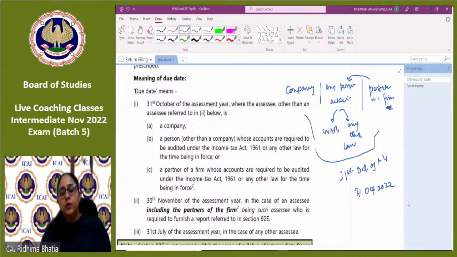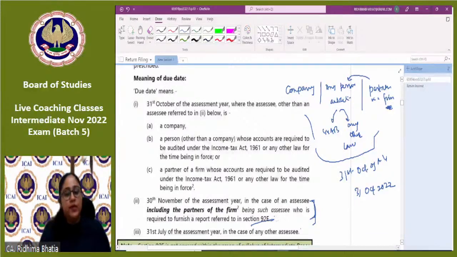So 31st October in case of a company, never has to file a return before that. Any person who has audit under this law, which is income tax or any other law, or partner of a firm who has to get their accounts audited. Okay. Then there is this which is not applicable to you in the sense of understanding.